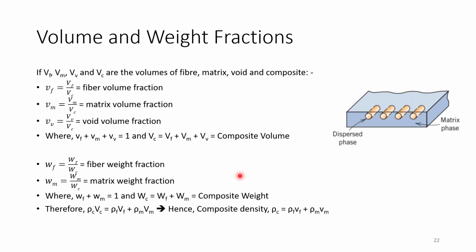Therefore rho c times volume of composite equals rho f times volume of fiber, plus rho m times Vm. So rho is your density. So here you are just converting this formula, Wc equals Wf plus Wm. So you can write weight in terms of density and volume. So this formula you will be getting, and the composite density.